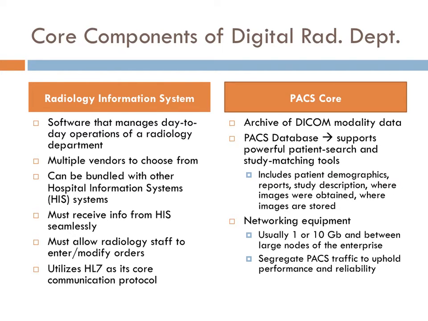There is networking equipment that is involved. It's usually 1 or 10 gigabytes in between large nodes of the enterprise. The networking equipment segregates the PACS data traffic from other traffic that may be going on in the enterprise, which allows for high performance and reliability.